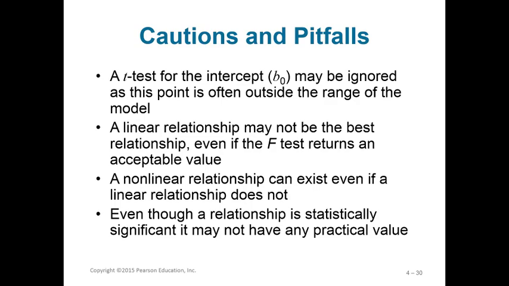The linear relationship, if you remember the graph that we had where we plotted and it looked like an inverted U, like a hill. A linear relationship is not always the best explanation. Perhaps a better explanation would be to look for a nonlinear relationship, that your multiple regression is not going to give you a linear, but a quadratic formula, essentially. And then even though the relationship may be statistically significant, it may not have any practical value.